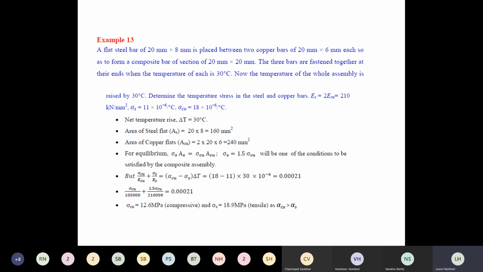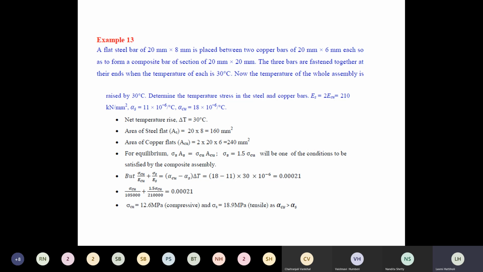After the three bars are fastened, the temperature is raised by 30 degrees Celsius. The whole assembly temperature is raised by 30 degrees Celsius. Initially the temperature was 30, and later the whole assembly changed to once again 30. It's not 30 minus 30, do remember this. It is T2 minus T1, which gives 30. Delta T is 30, that's what the meaning is. Now determine the temperature stress in steel and copper.